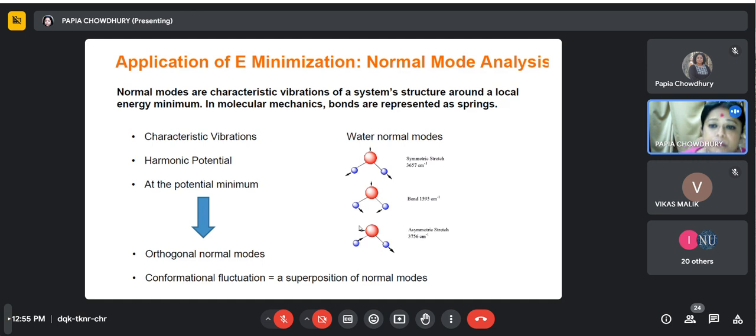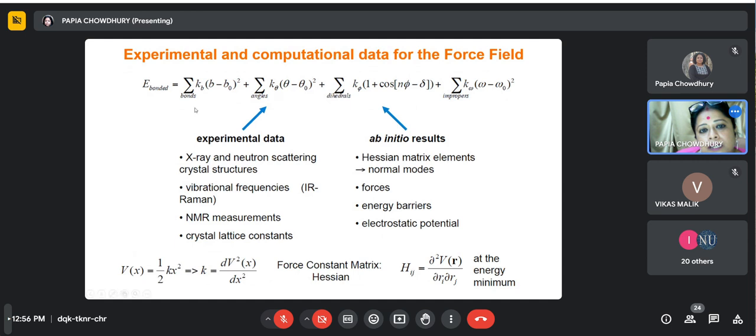After minimization, the system will generally give us the normal mode analysis, from where we can get the stretching, bending, and stretching-bending mode information. These are the characteristic information which we can get after the minimization of the system, when the potential goes to the minimum. And then when we apply the force field to the system, as I have told you, some experimental data we also get. Now what are those experimental data? Actually, the experimental data we get from X-ray or neutron scattering of the crystal structure.